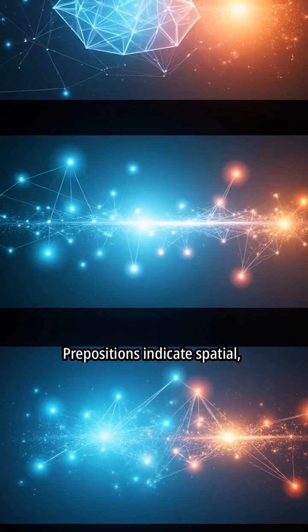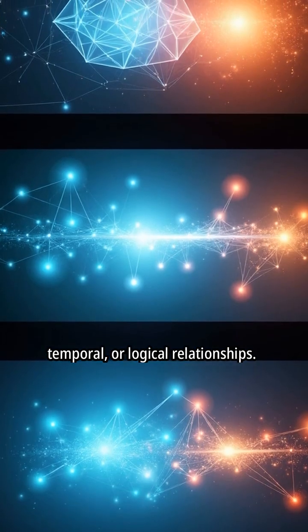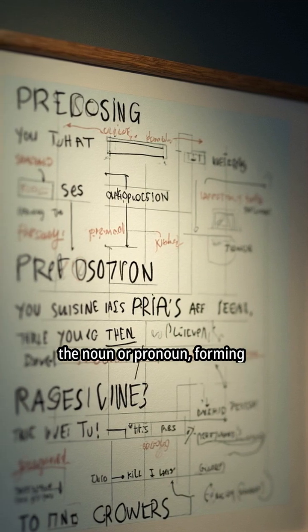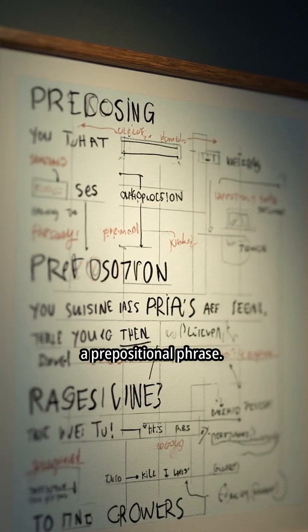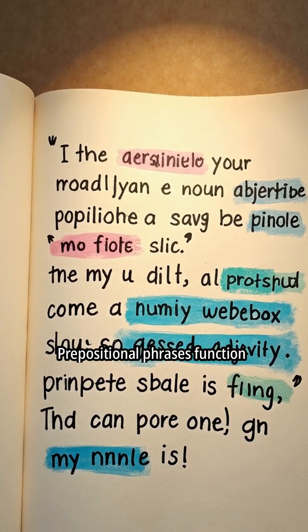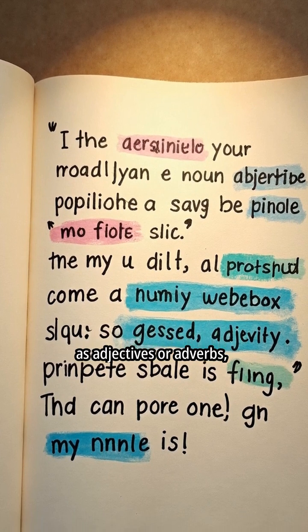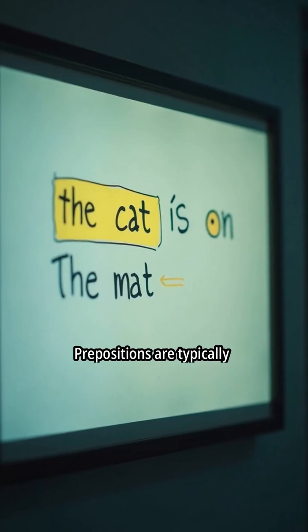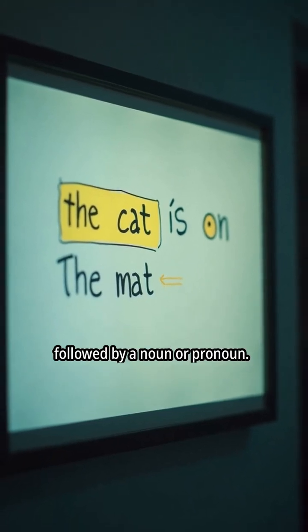Prepositions indicate spatial, temporal, or logical relationships. The preposition always precedes the noun or pronoun, forming a prepositional phrase. Prepositional phrases function as adjectives or adverbs, modifying other words in the sentence. Prepositions are typically followed by a noun or pronoun.